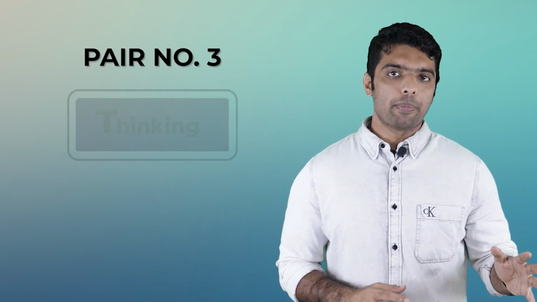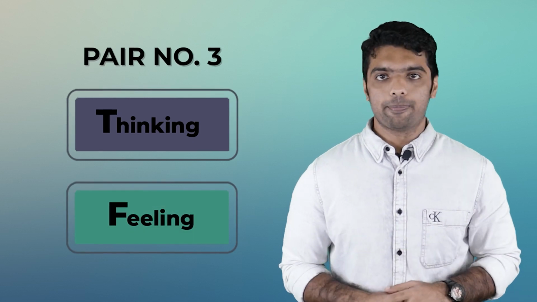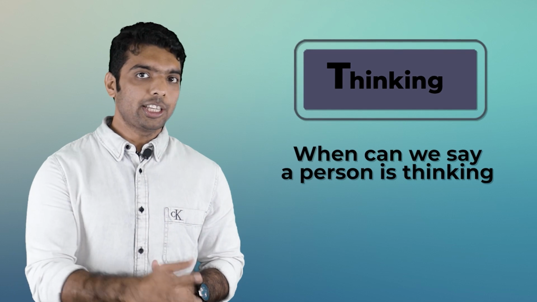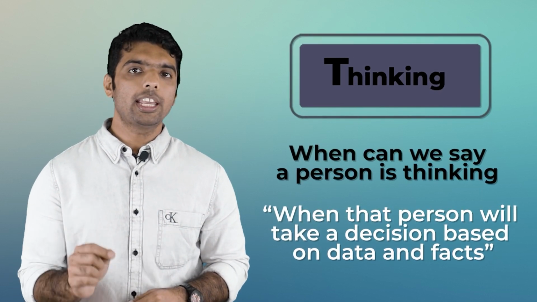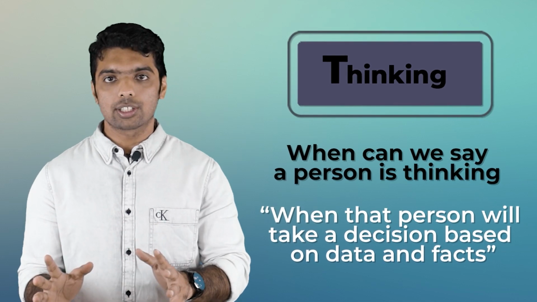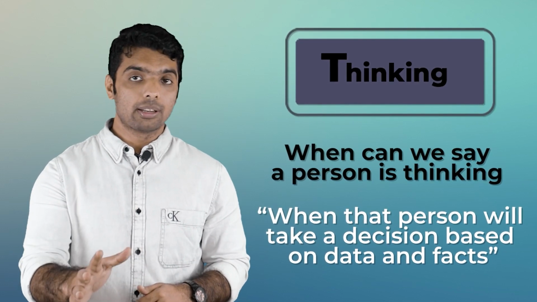So from these examples, what I want to tell you guys is, based on the situation, you can change the hat of sensing and intuition. So let me talk about the next pair, which is thinking and feeling. Let me start with thinking. We can call a person as having a thinking personality when that person is making a decision only based on data and facts.